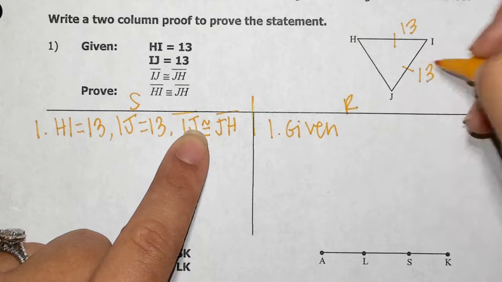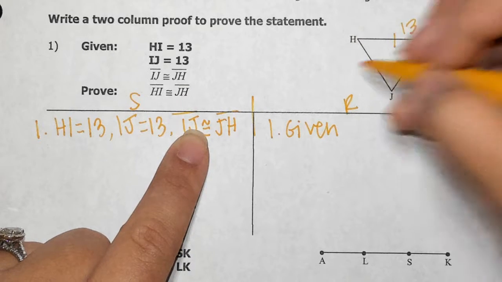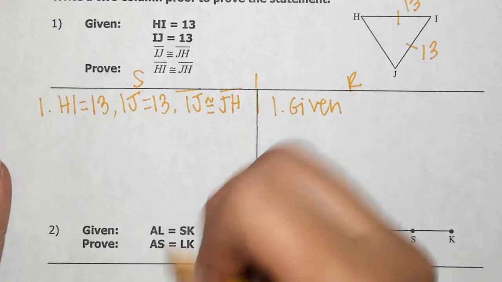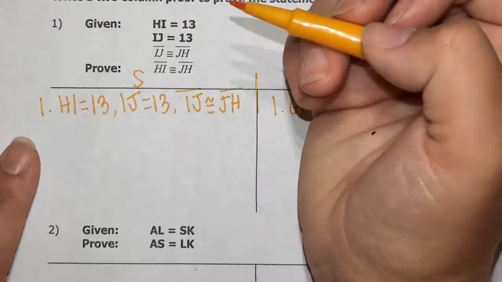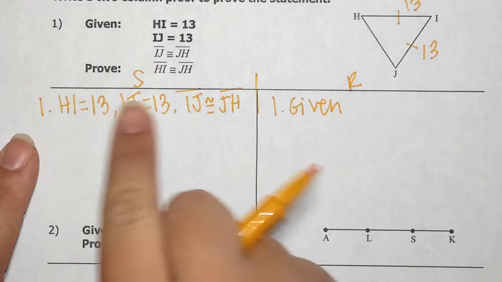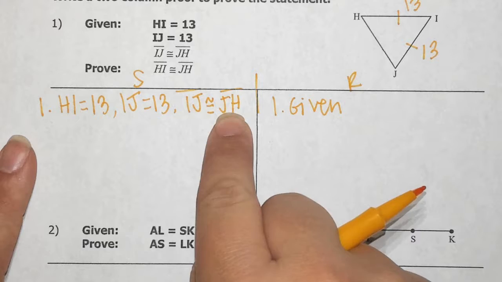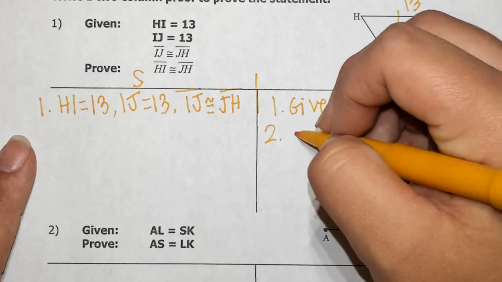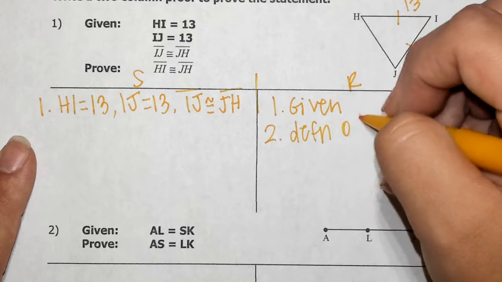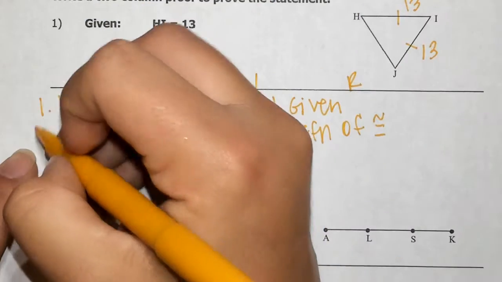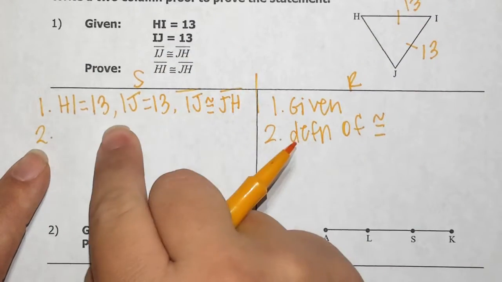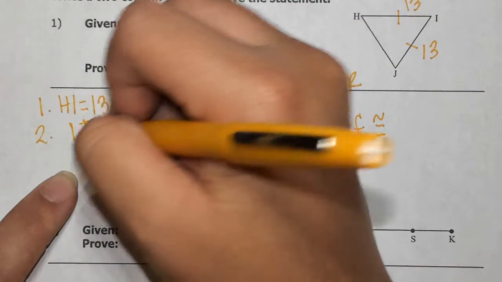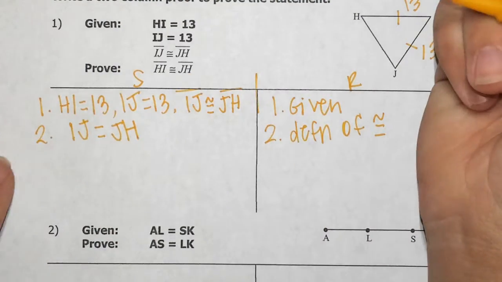So what we have to prove is that since this is 13, so is this. So stay with me. I like number 2 a whole lot better than number 1. First thing we have to do, you see how these have equal signs and this one has a congruency symbol? We have to drop that. What's it called when we drop it? Definition of congruency. So we're only going to write that one. We don't have to write these again because they already had an equal sign. So let's just write this. IJ is equal to JH.